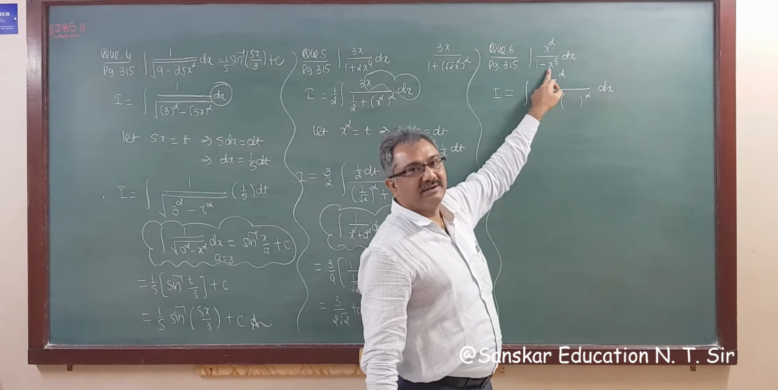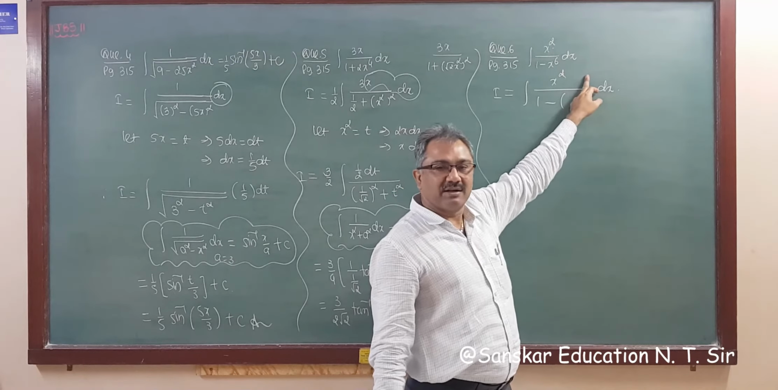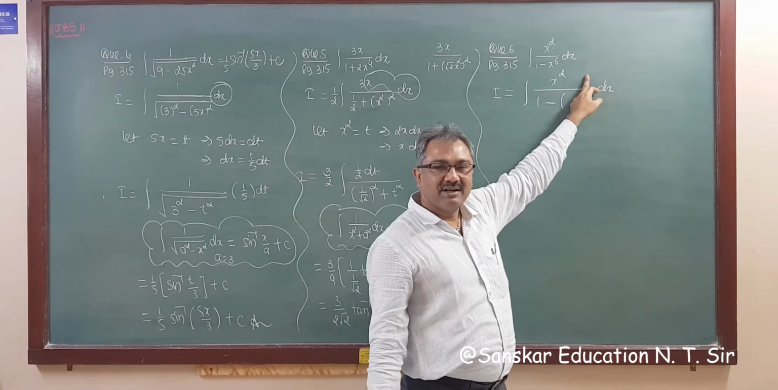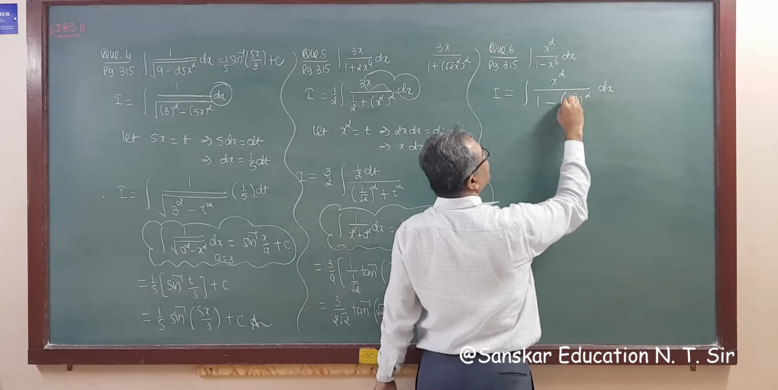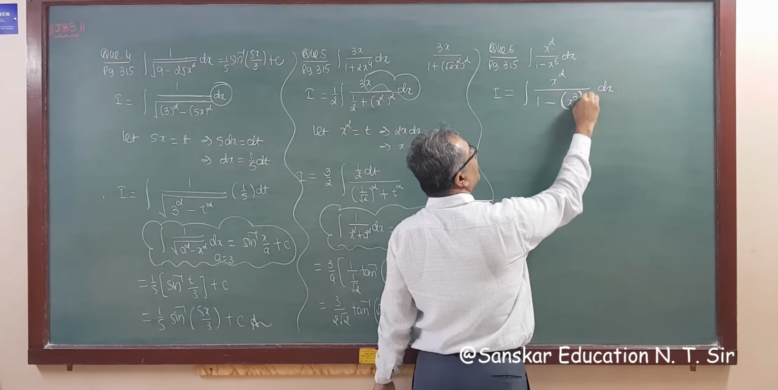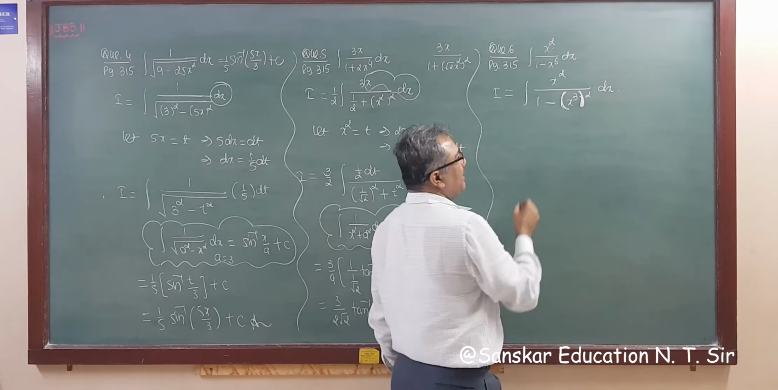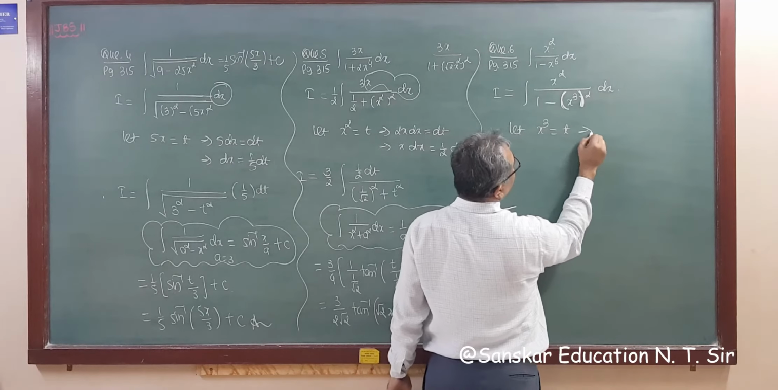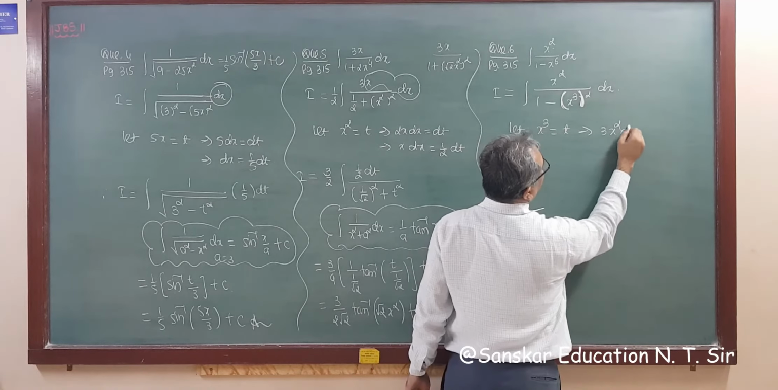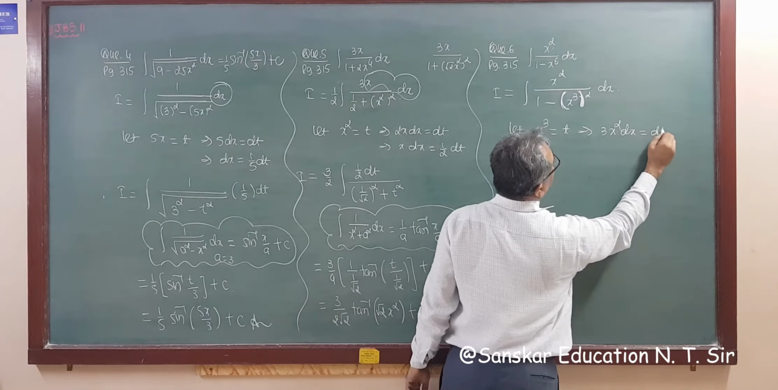What we require here? x raised to 6. But 2 is already there, so what we have to write? x cube. So this is new; assume for this x cube. So we assume that x cube is equal to t. So this implies 3x square dx is equal to dt.